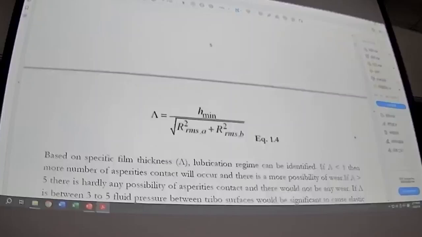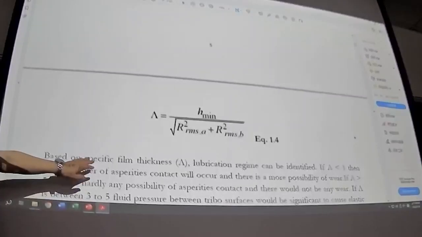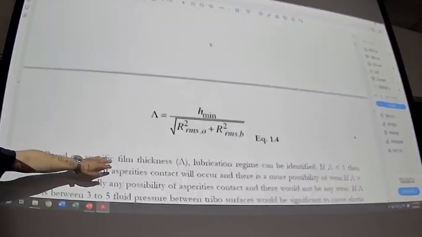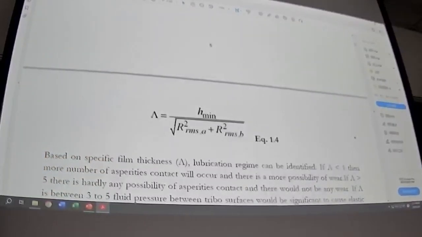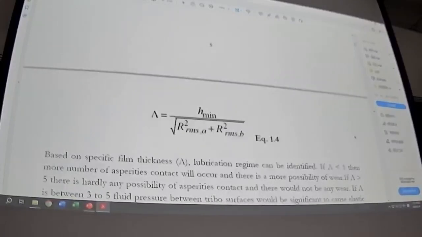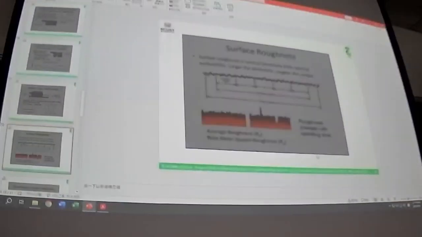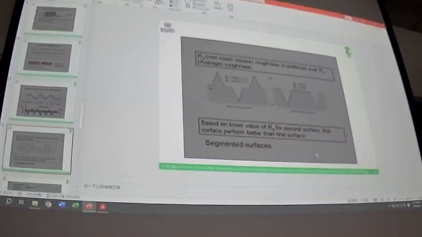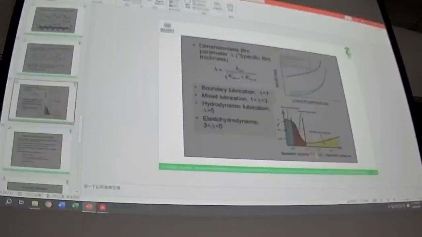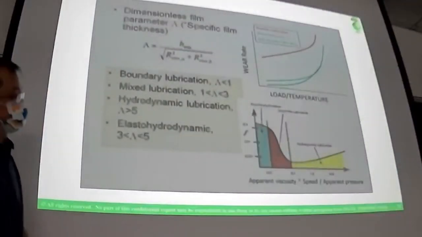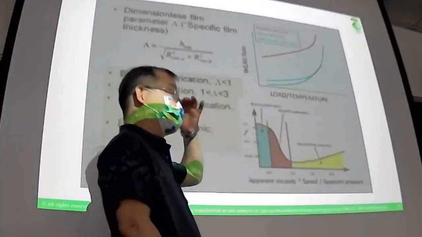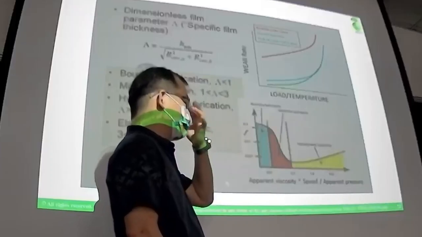So in the end, this is the lambda value. It's called the specific film thickness in your Stribeck curve. You have a Stribeck curve. Wait, I think I have a slide for that. Yeah, this is the Stribeck curve. This is important when you consider different lubrication regimes.